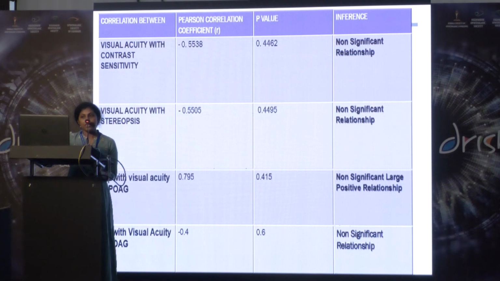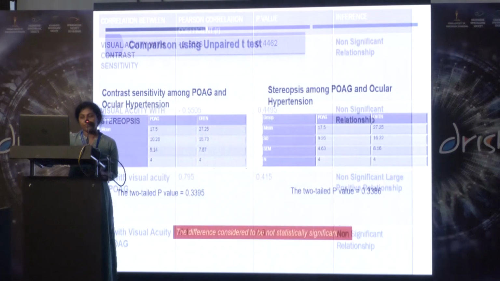Correlation of the visual acuity with contrast sensitivity and correlation of visual acuity with stereopsis did not give a significant relationship. MD value correlation with visual acuity in primary open-angle glaucoma gave a non-significant large positive relationship. Visual field index with visual acuity in primary open-angle glaucoma showed a non-significant relationship.